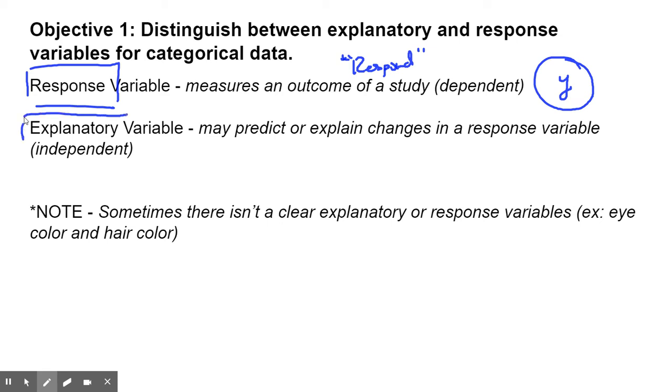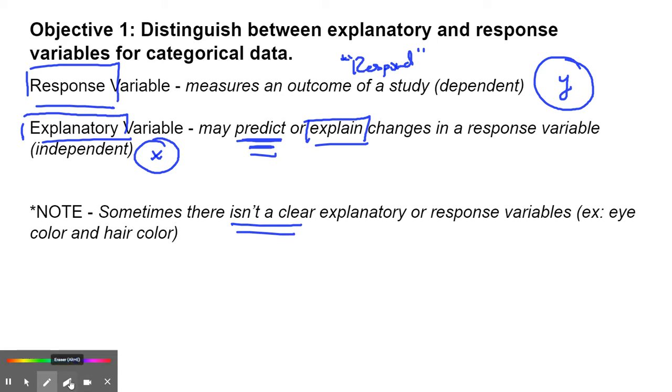So the other variable is called the explanatory variable. It may predict or explain changes in the response variable. It is the independent variable. It is going to be the x in our problems. And in explanatory, there is this word explain, right? So it comes first, the response comes second. First x, then y, right? Now, sometimes there isn't a clear explanatory or response variable. For instance, eye color and hair color. So be aware that sometimes you just can't tell, and that's okay. But most of the time you can.